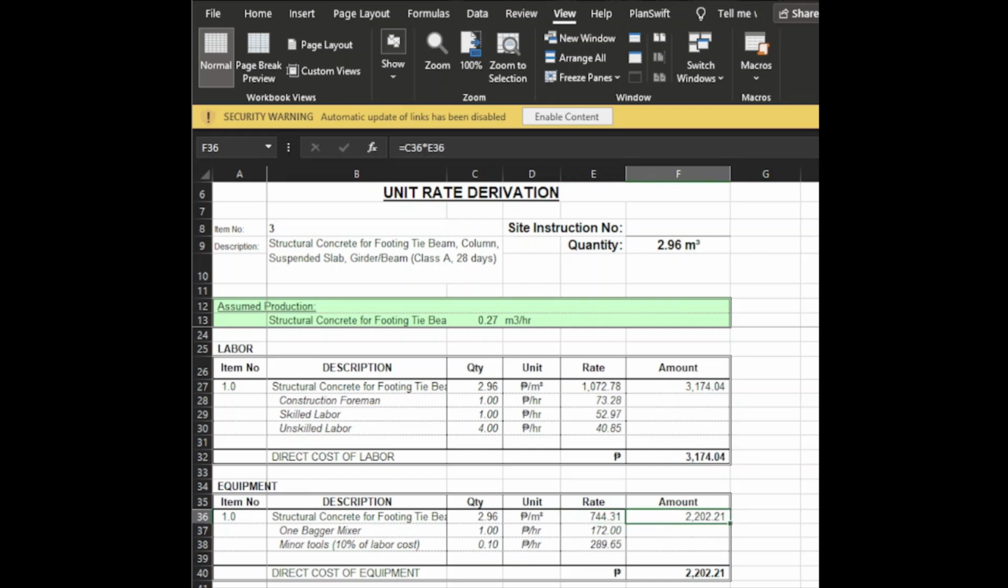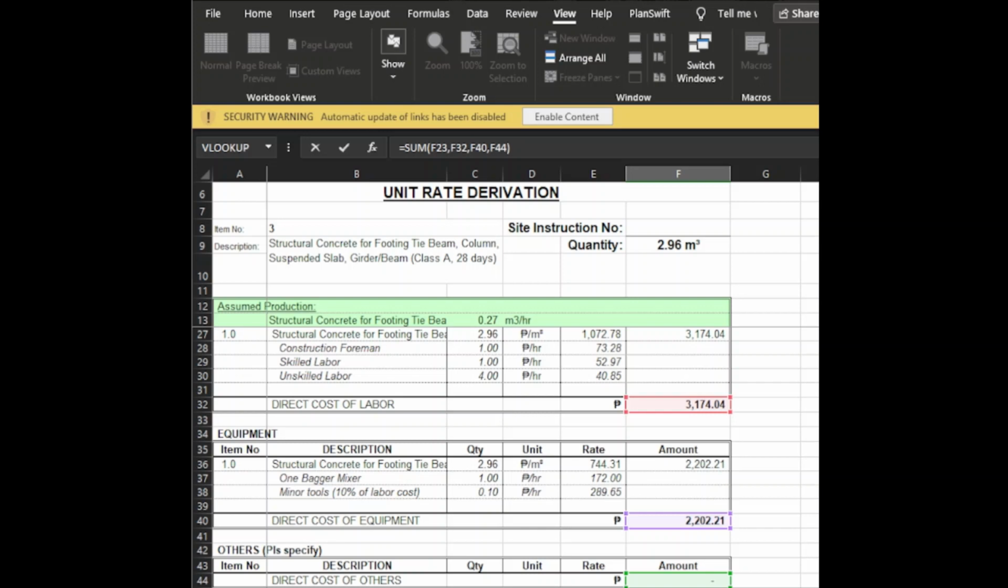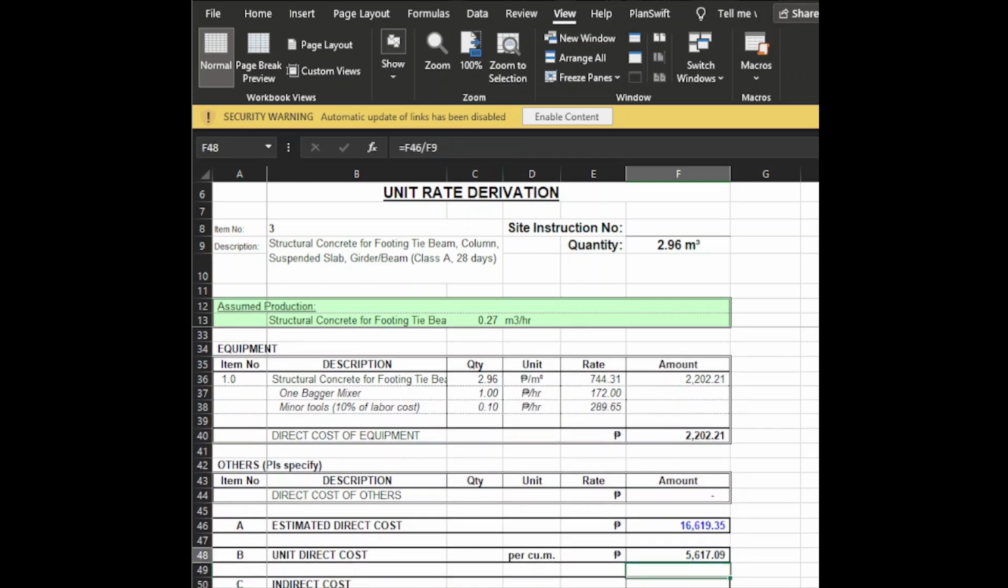So the total amount is 2222, multiplied by the total quantity. Okay, we have equipment of 2222, 202. So our estimated cost is 16,000, the sum of the materials and labor and also the equipment. And also we have the per cubic meter unit direct cost of 5,617.